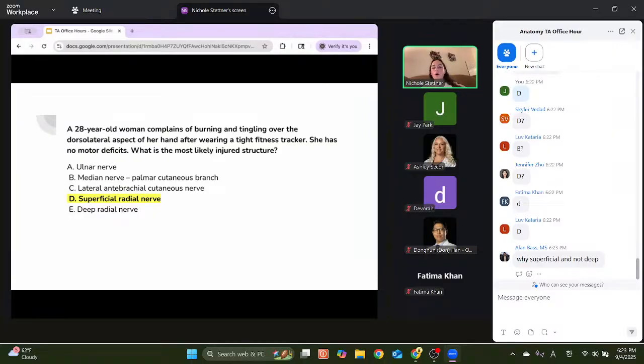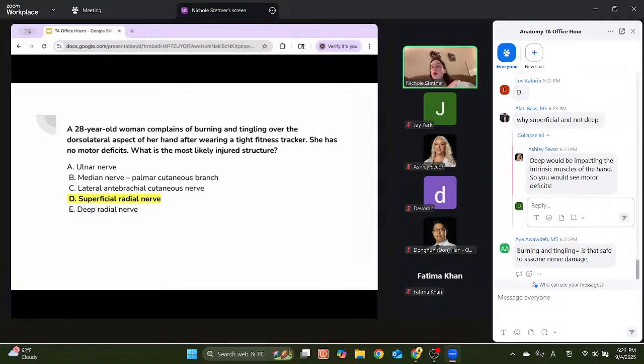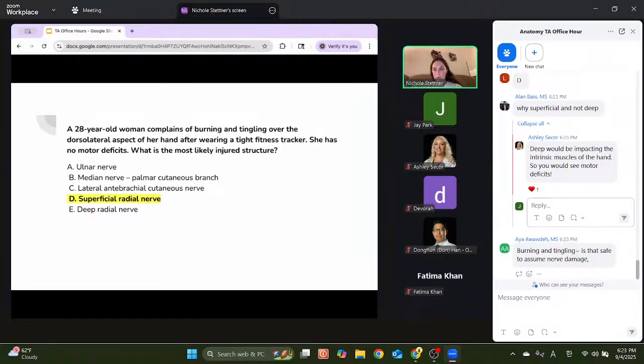Median nerve, that would be the palmar aspect. So if you look at your hands, look at the palmar aspect, that's going to be your median nerve, and this person has numbness and tingling and burning pain to the dorsolateral aspect. Although that part can be a little tricky, just know that radial's on top, so it literally goes with your extensors, and that's where the sensation goes to. And then deep radial would have those motor deficits. Since this person doesn't have any motor deficits, it's the superficial radial nerve.